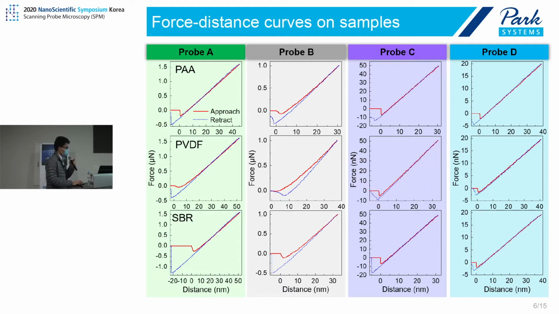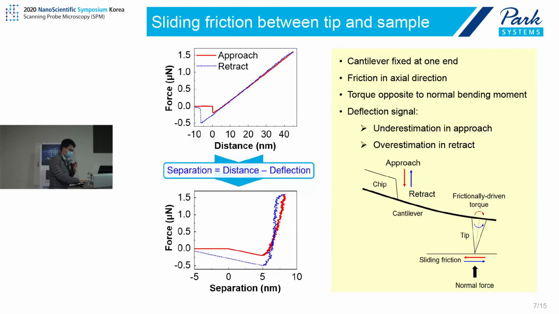However, the form of the hysteresis for probe B is quite different compared to probes A, C, and D. The problem of probe B is due to the misalignment of the tip flat end and the sample, and this will be discussed later. In general, the hysteresis for probes A, C, and D is due to the sliding friction between the tip and the sample surface.